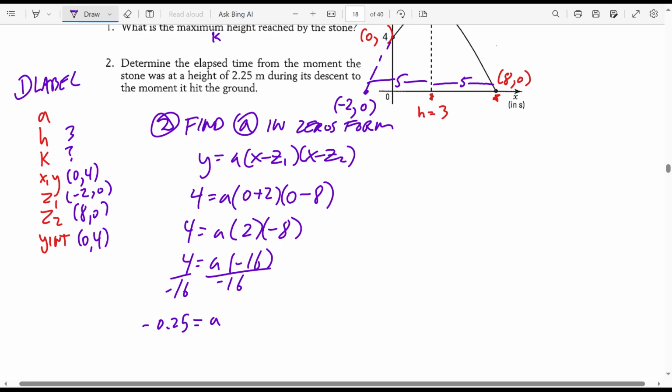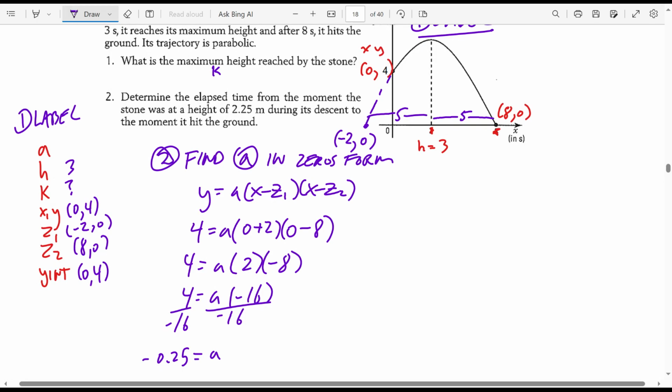Now, if you made a mistake there with the negatives and ended up with a positive, your diagram is what you're going to look to. Whenever I solve for A, I always take a look at the diagram and ensure that the direction of the parabola matches the A value. Because I got a negative, I know that I'm good. So perfect, I now have the rule: y is equal to negative 0.25, x plus 2, x minus 8.